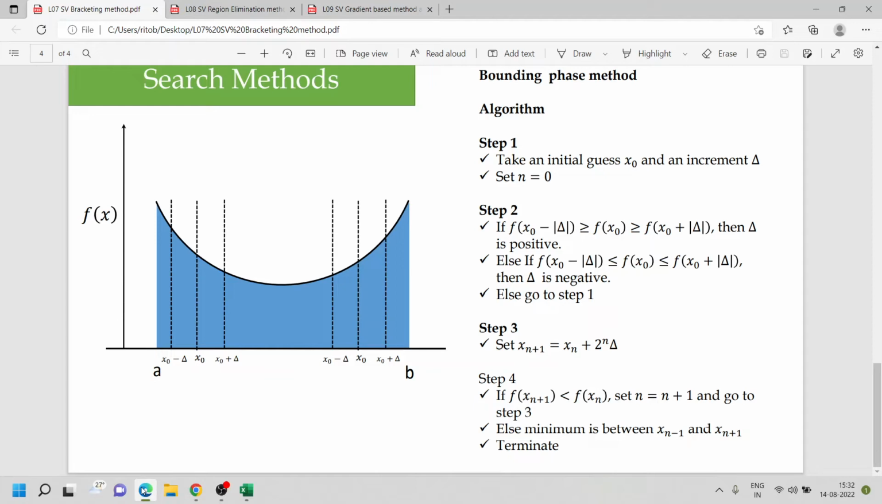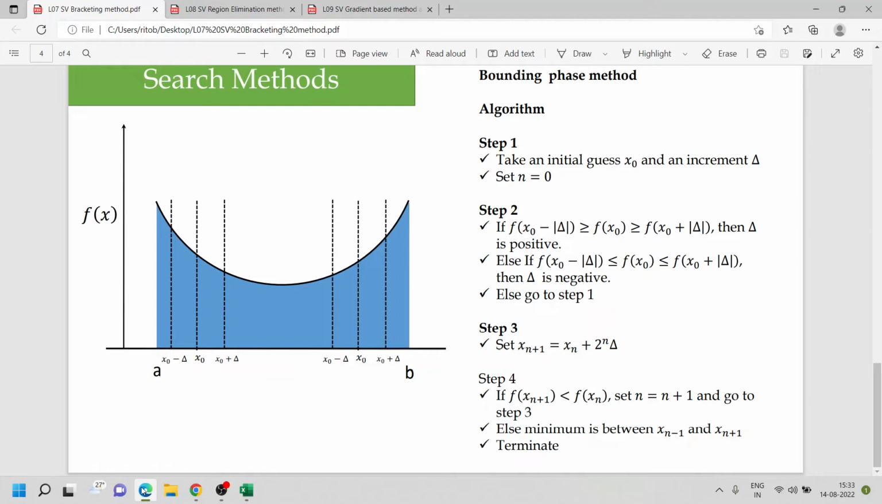You started with 2.5 and this will become 3. Again, you have to check F3, and if it is again less than F2.5, which was the case when we solved the previous problem, you need to go back to this step and update. So you will again do x2 equals x1 plus 2 times 0.5, which is 4.